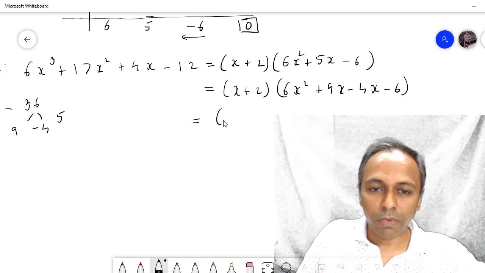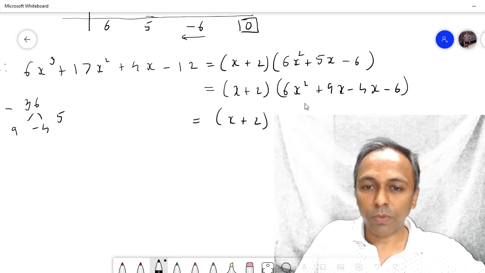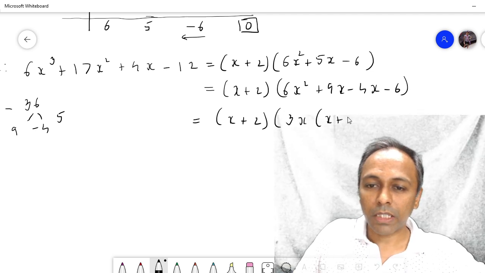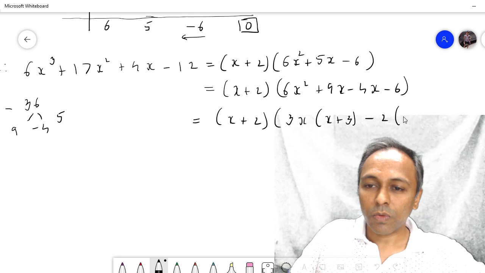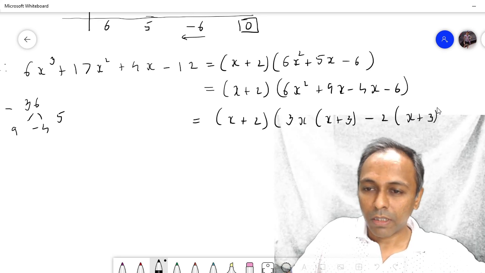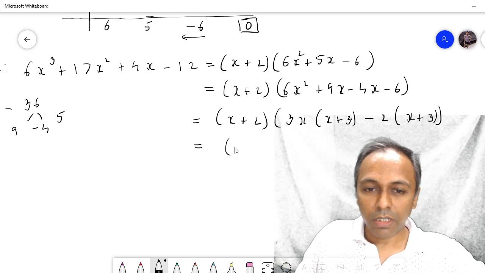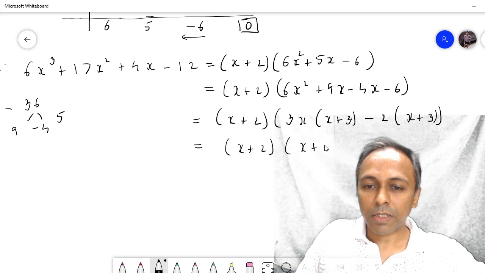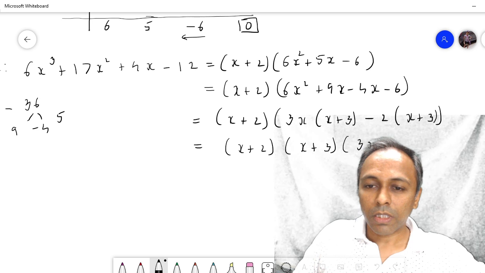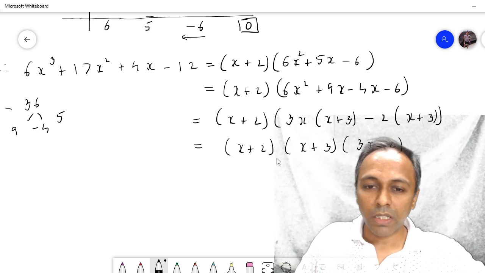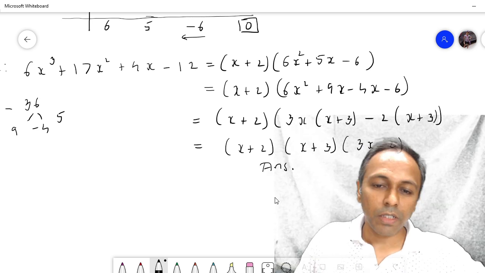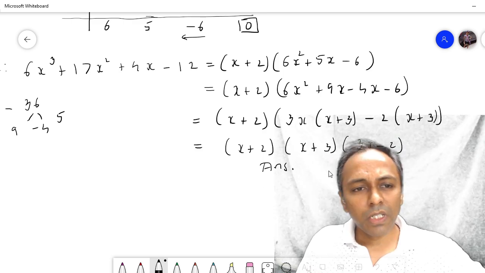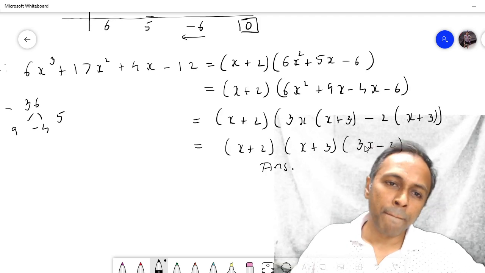इज इक्वल टू x प्लस 2 इंटू 3x कॉमन ले लेते हैं, ब्रैकेट x प्लस 3 माइनस 2x प्लस 3 ब्रैकेट्स क्लोज्ड. दिस गिव्स यू x प्लस 2 इंटू x प्लस 3 इंटू 3x माइनस 2. यही है आपके फैक्टर्स, वही बोला था. हेंस फैक्टराइज दिस कंप्लीटली. So we are factorized, right?